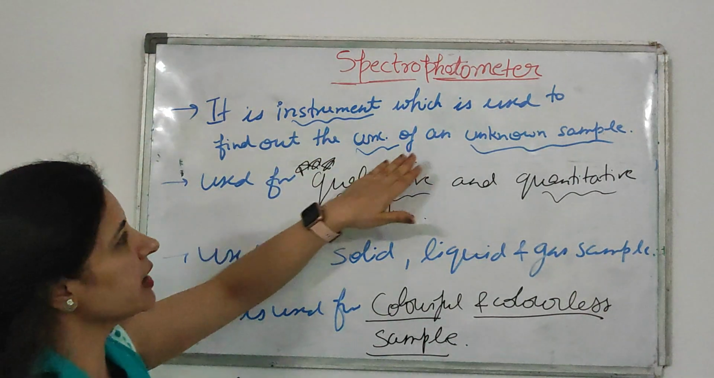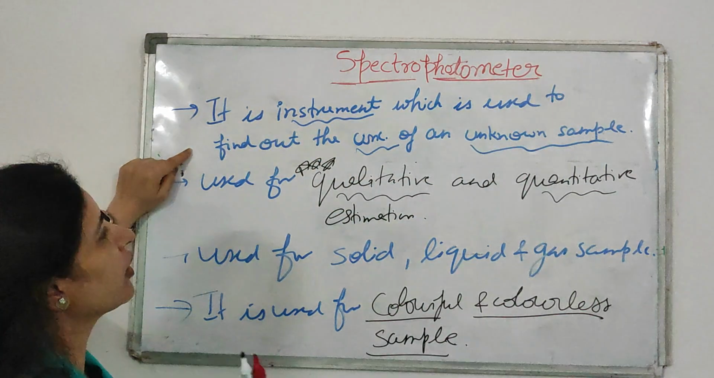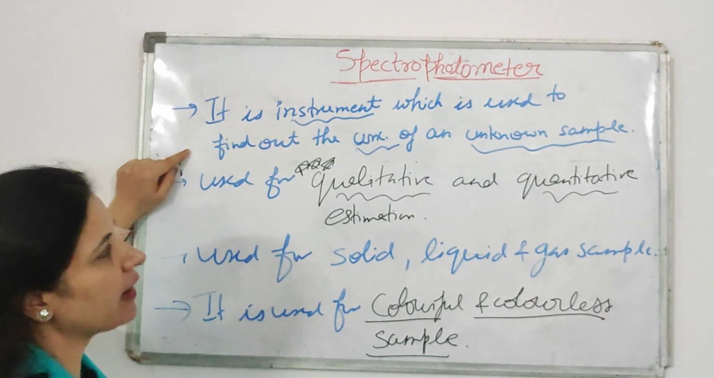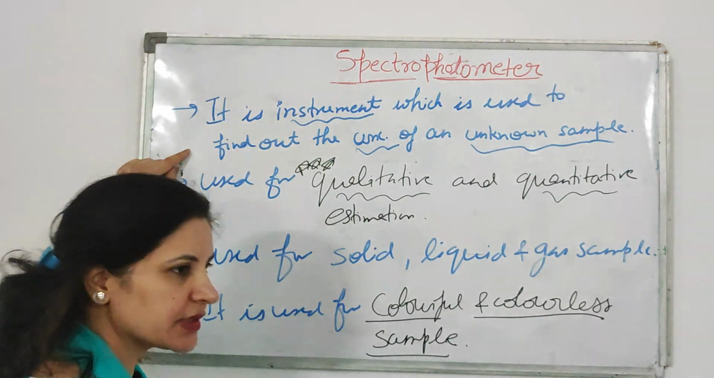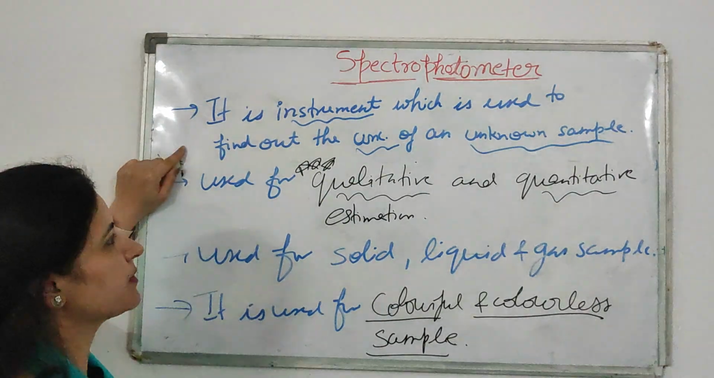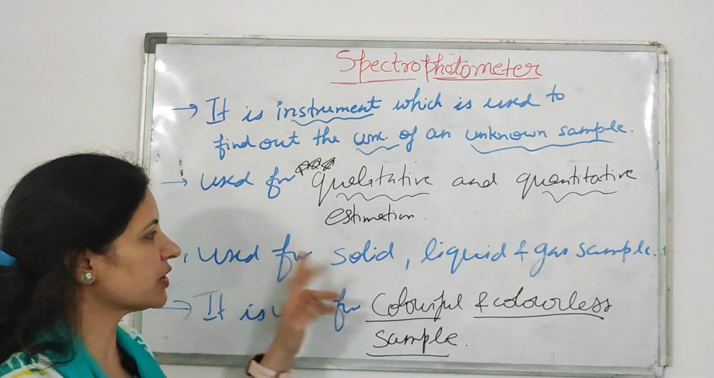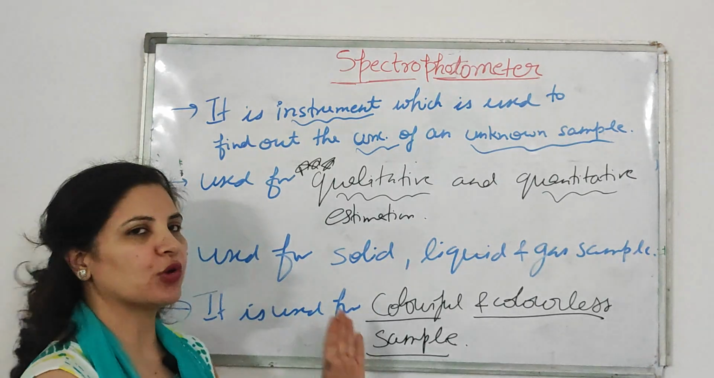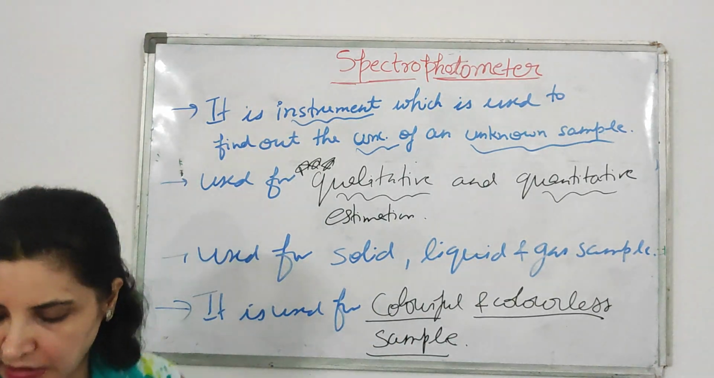So it is an instrument which is used to find out or measure the concentration of an unknown sample. If you have any known sample and you want to measure the concentration, then you will use a spectrophotometer. Used for both qualitative as well as quantitative estimation, for solid, liquid and gas. In all kinds of samples you will use it, both for colorful as well as for colorless samples.